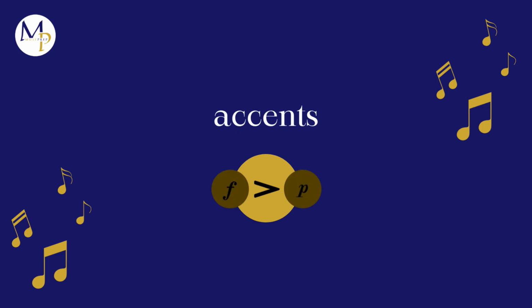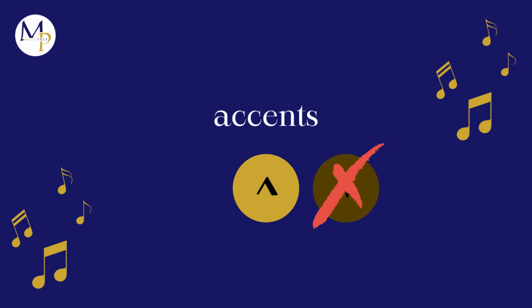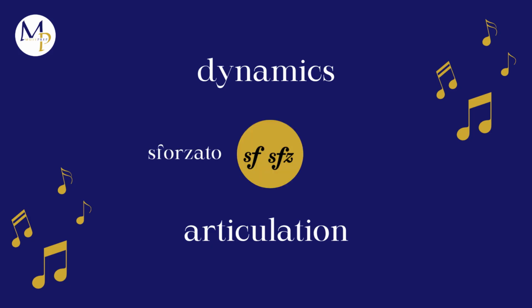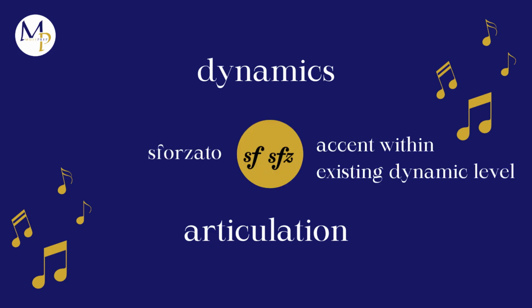An even stronger emphasis is indicated by another symbol, which should not be confused with the staccatissimo wedge. This stronger type of emphasis is called Marcato. A marking that lies somewhere between dynamics and articulation is sforzato. It indicates an accent within the existing dynamic level, not a sudden forte, as is sometimes incorrectly assumed.